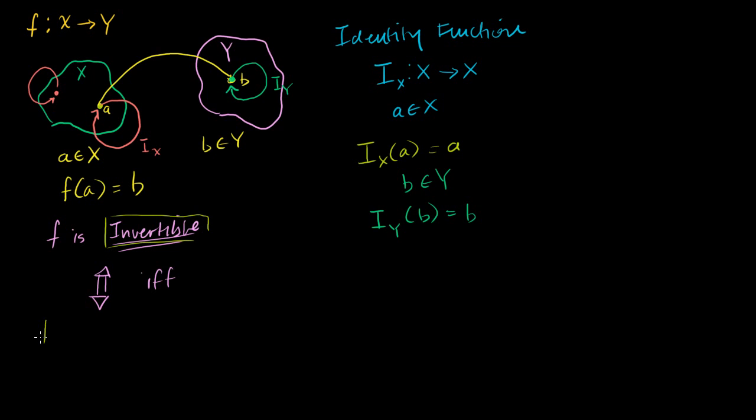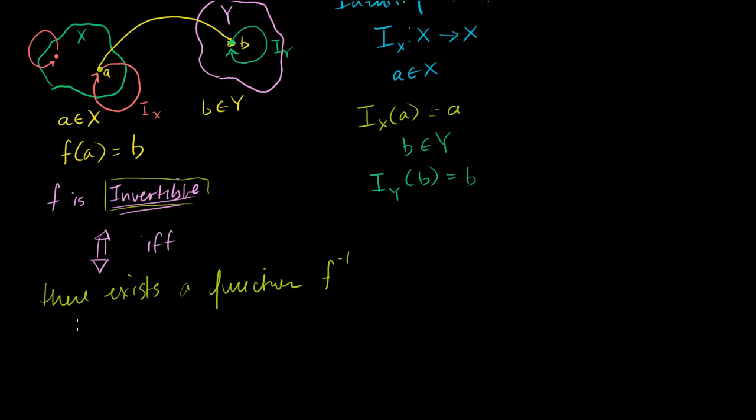If and only if there exists a function, I'll call it something in a second, and I'll write it as this f with this -1 superscript on it. So f is invertible if and only if there exists a function f inverse, such that, let me do that in purple, such that if I apply f, remember f is just a mapping from X to Y.